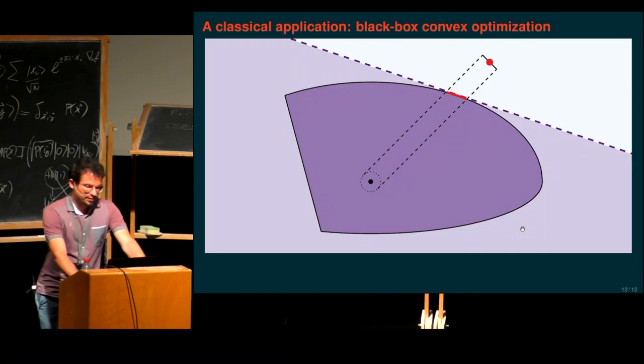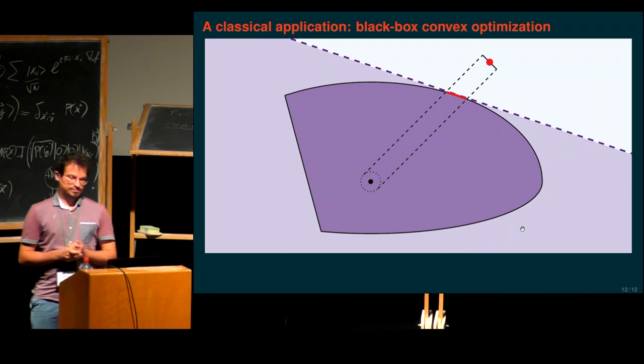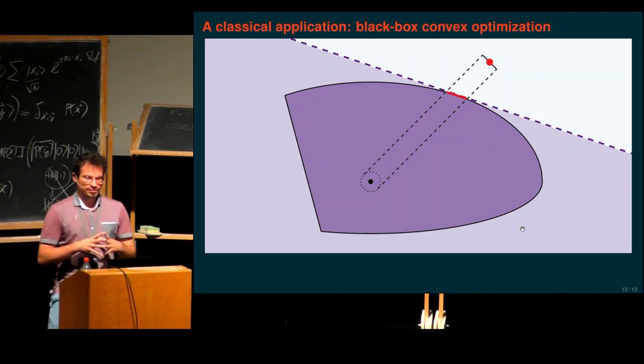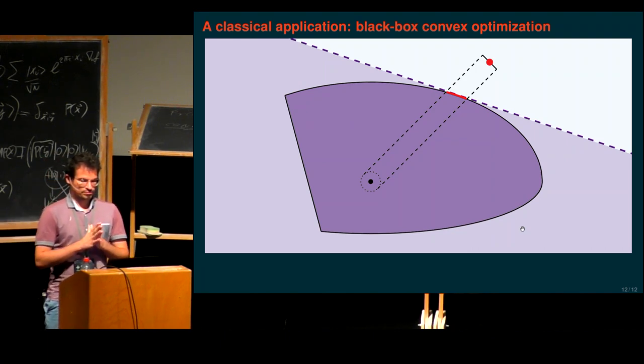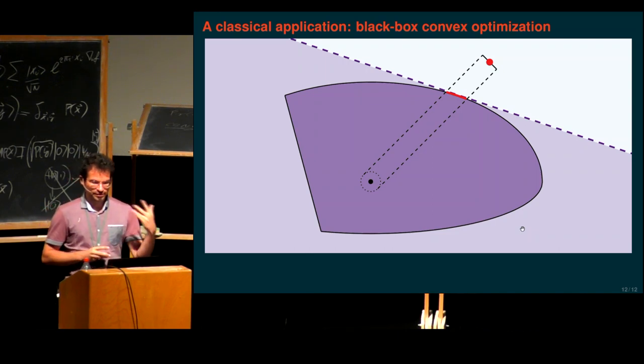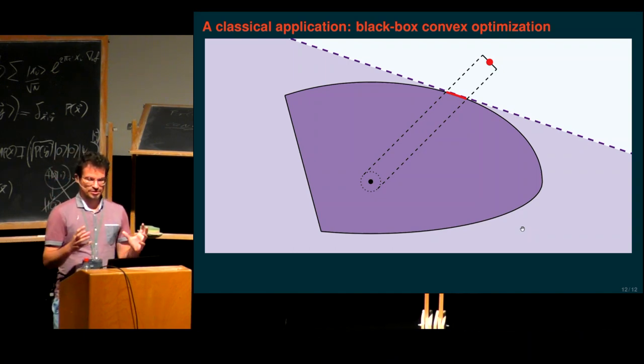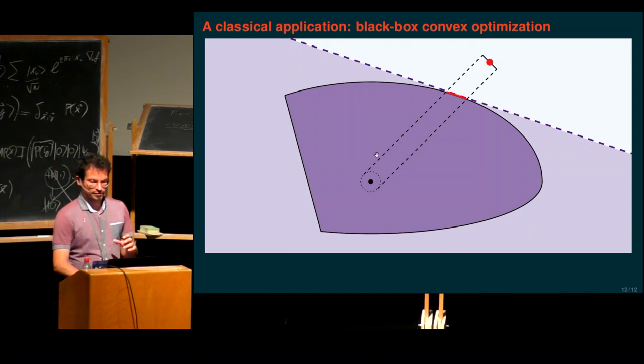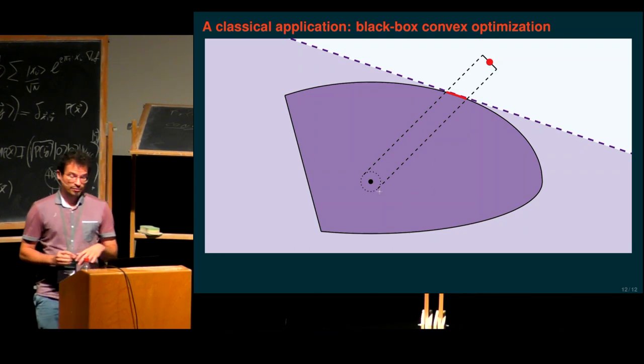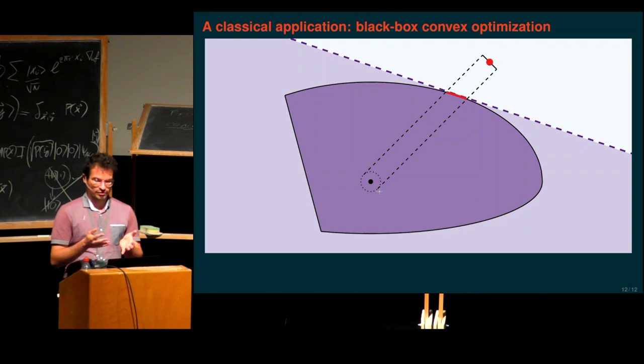OK, and this is the final example. And now this is a classical application. I told you that when you can evaluate your function with an arithmetic circuit, then you have the cheap gradient principle. But now there is a setting where this doesn't work, and this is the setting of convex optimization. You have a convex body, this deeper purple here, and you want to optimize over this body.